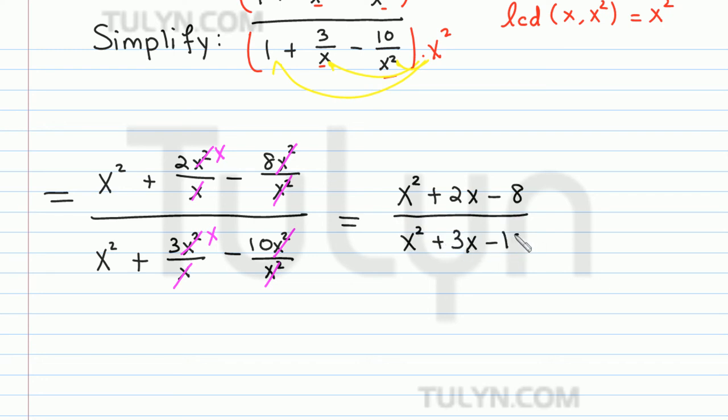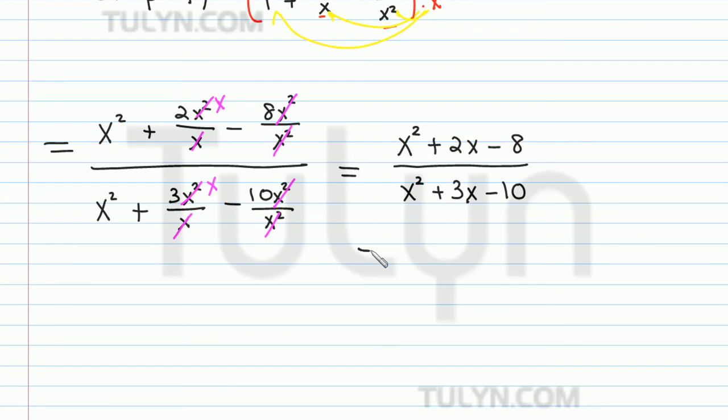over x squared plus 3x minus 10. And so now we have two trinomials, or two quadratic expressions in a rational expression. And every time we see a quadratic, our first instinct should be to try to factor it, right?